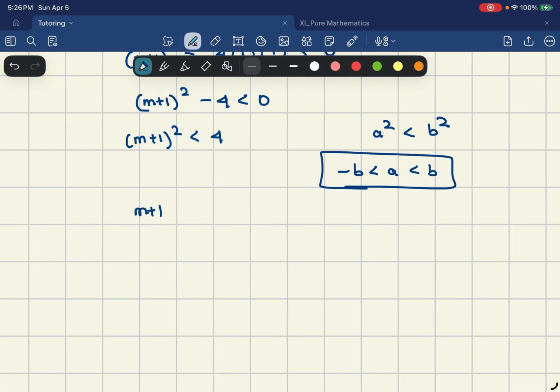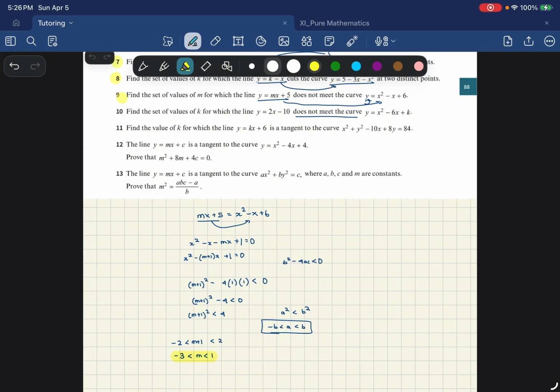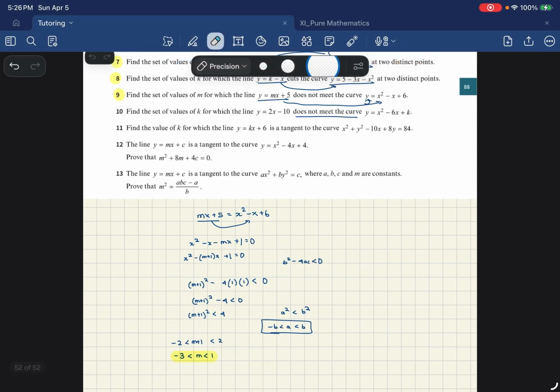But m plus 1 is less than 2 and bigger than negative 2. So m is between 1 and negative 3. So that is your solution. If you do not want the curves to meet, this inequality must be true. All right.